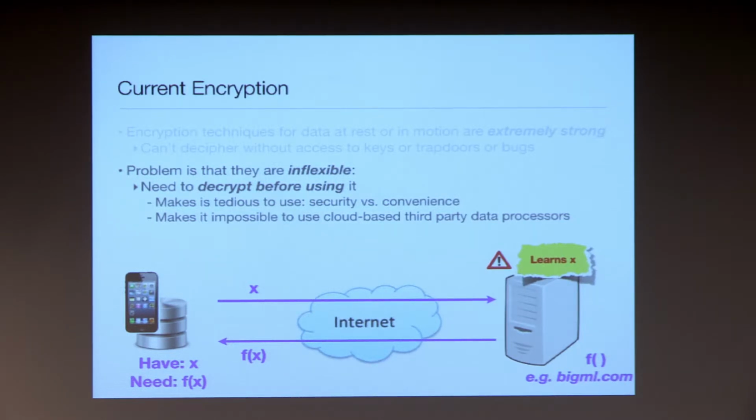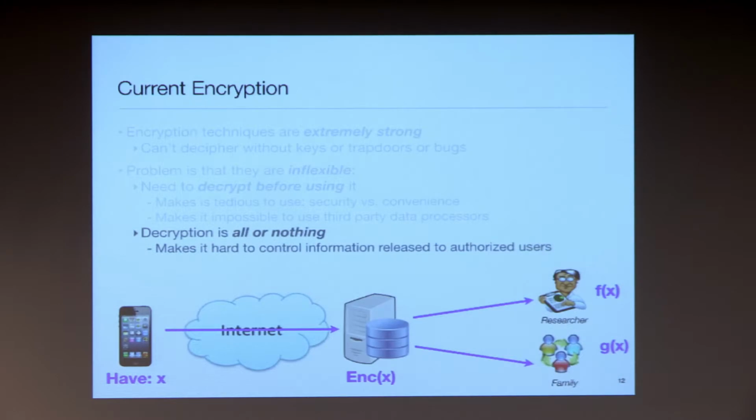So for example, in this case, let's say a user on the left, it could be a researcher with lots of data trying to use some commercial service. So it has X, it needs to compute f of X. The ability to compute f of X is in this remote place. If I just send X as is, of course, the other party learns X, so I can't do that. So currently, encryption and decryption is really all or nothing. We can't really control that process.